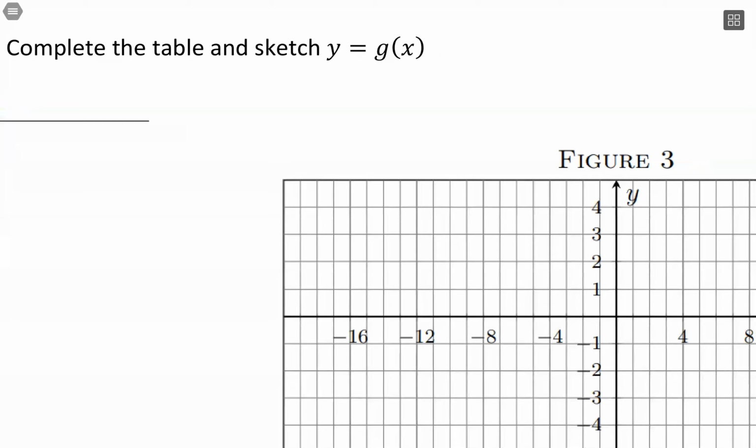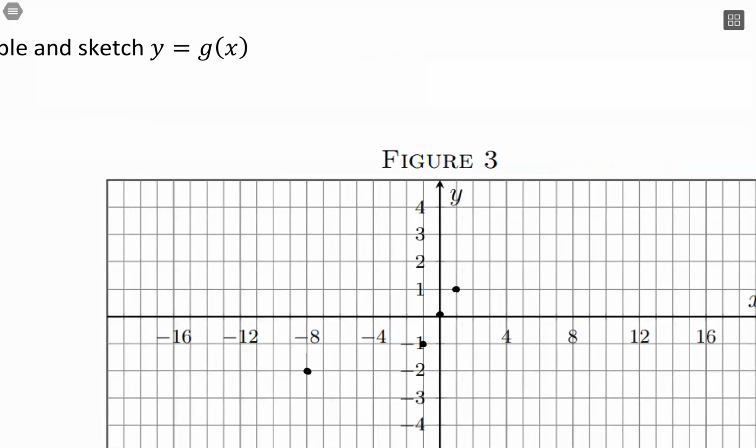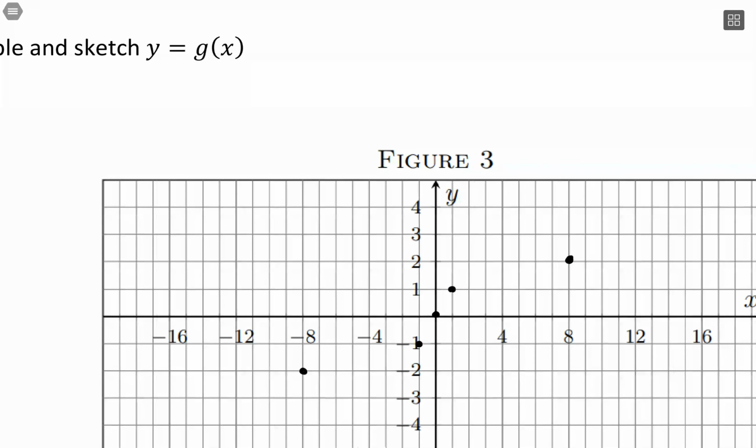So at negative 8, we have negative 2, and negative 1, 0, 0, 1, and 8, 2. Alright, now with this, it's going to be a smooth curve. Even though it looks linear here, it's not going to be made up of separate lines. When you have different rates of change like this, that means it's going to be a smooth curve. So with that, we'll have something like this.